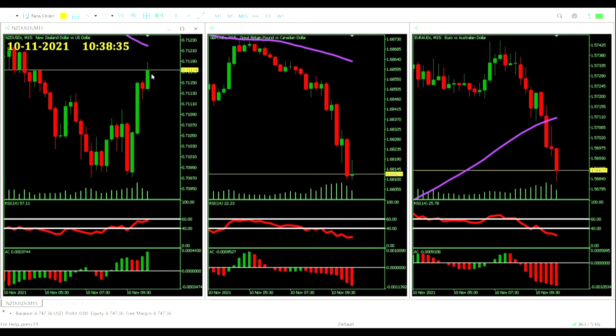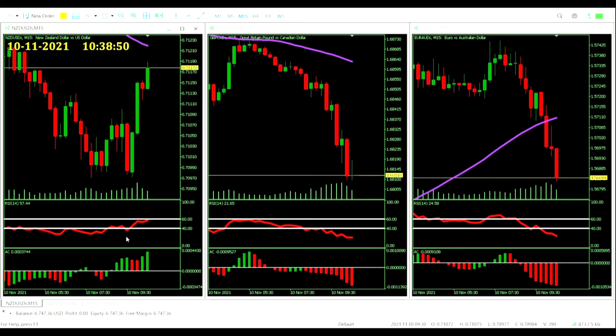RSI up at 57, could get above 60. But again, surprisingly, the moving average could filter you out. Well, watch what happens there. Let's see our economic calendar.